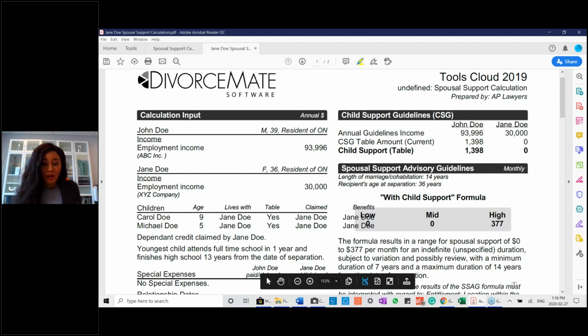So that's where the duration comes in, or how long, people often ask, how long do I have to pay spousal support for? Well, it depends on the length of your relationship and if there are children involved, their ages and things like that.